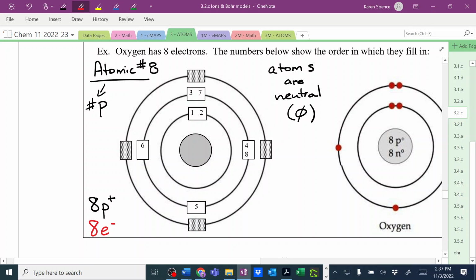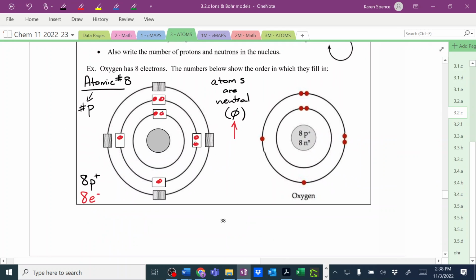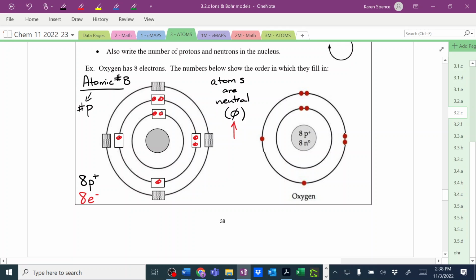Anyway, hopefully all of you can see that if we have 8 positives, we must have 8 negatives in order for the overall charge to be 0. So we would start filling in our electrons. We would go 1, 2, 3, and then go around the clock. 4, 5, 6, 7, 8. All right. How many valence electrons does oxygen have?